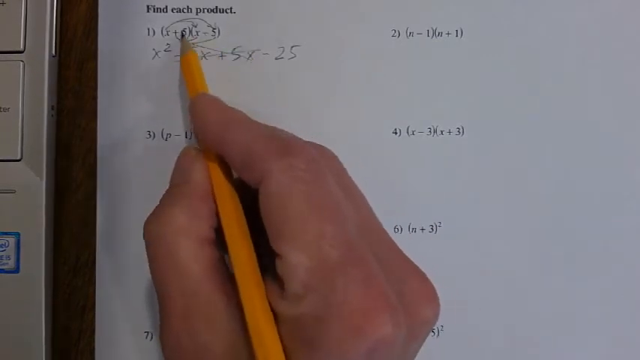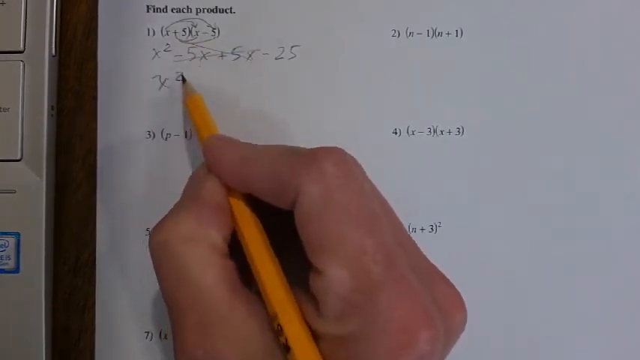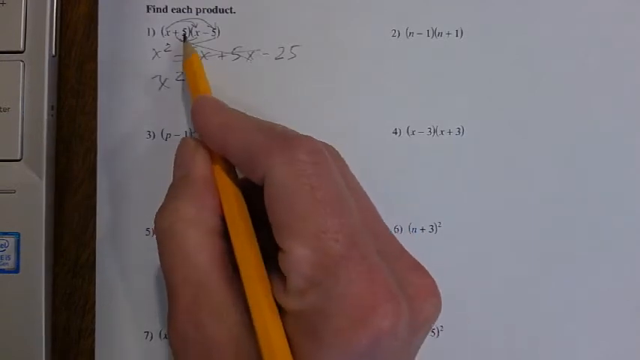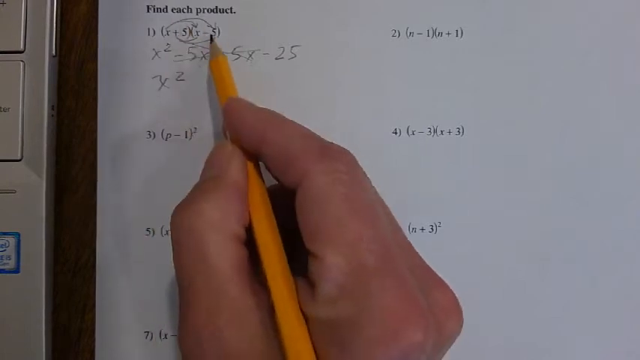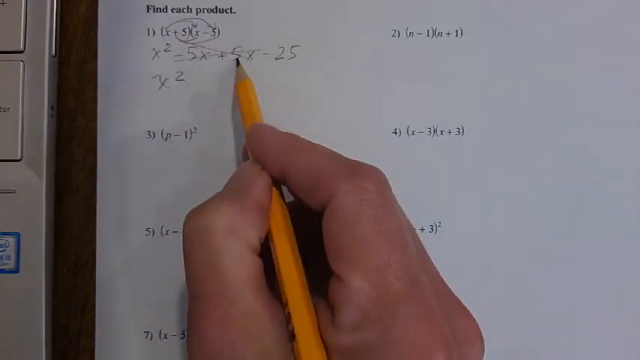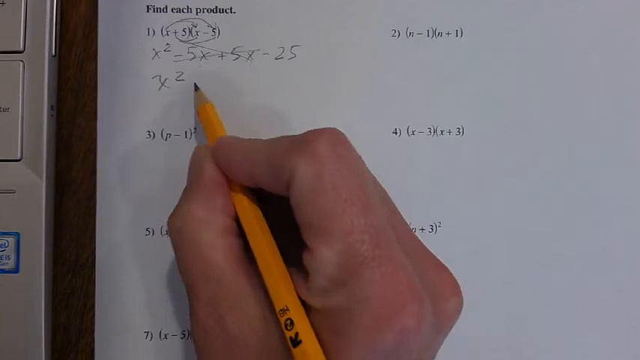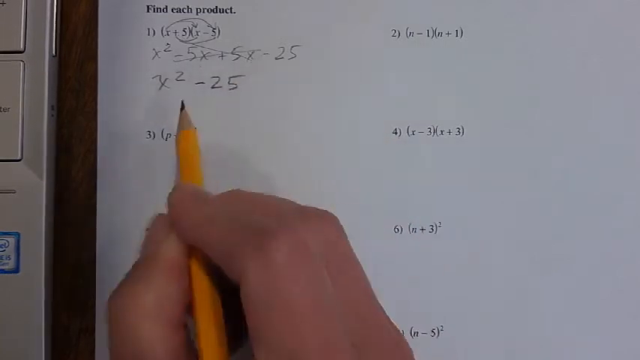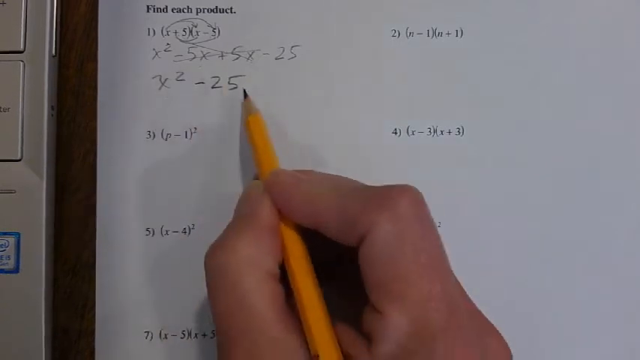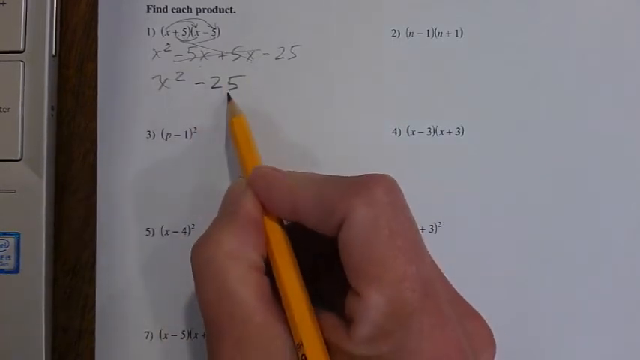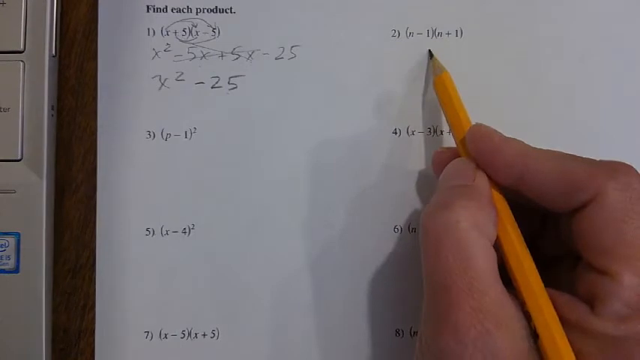The reason this is special is that whenever you see the same number inside the binomials, plus 5 and negative 5, they're always going to cancel each other out in the middle. Then you end up with what they call two perfect squares. x squared is a perfect square, and 25 is a perfect square. It's the same case with this one here.